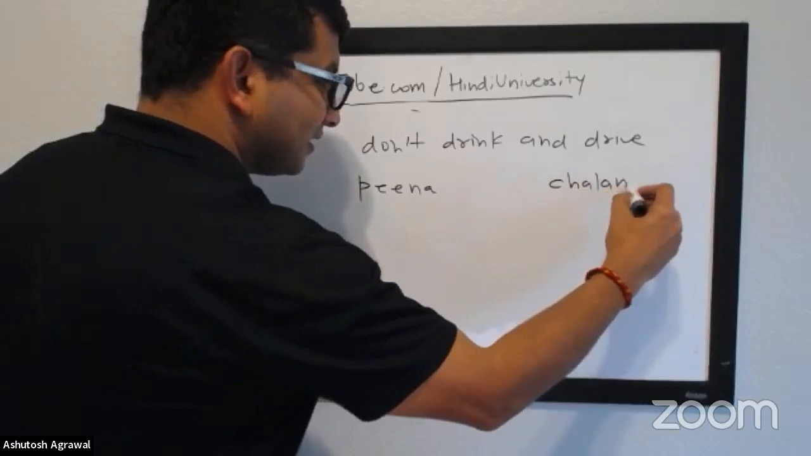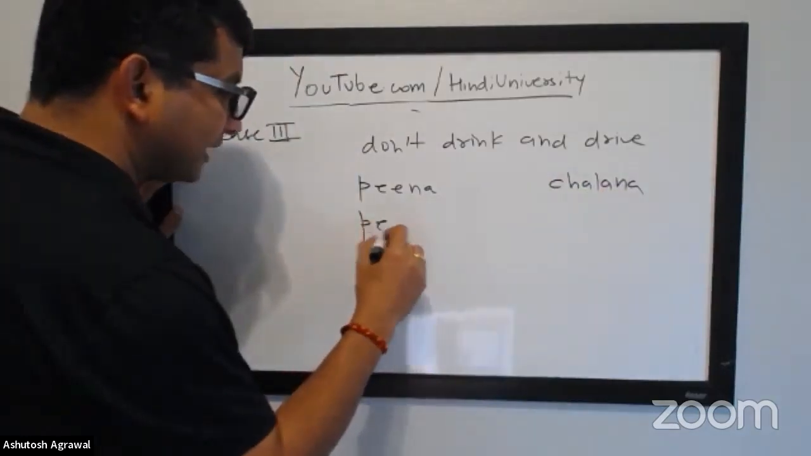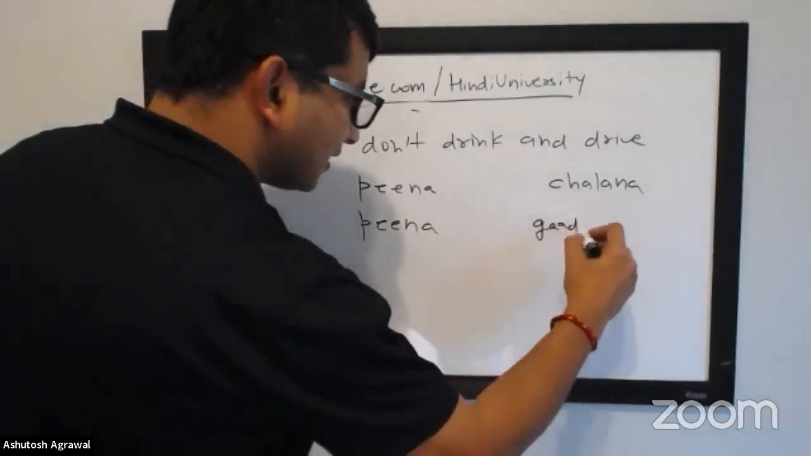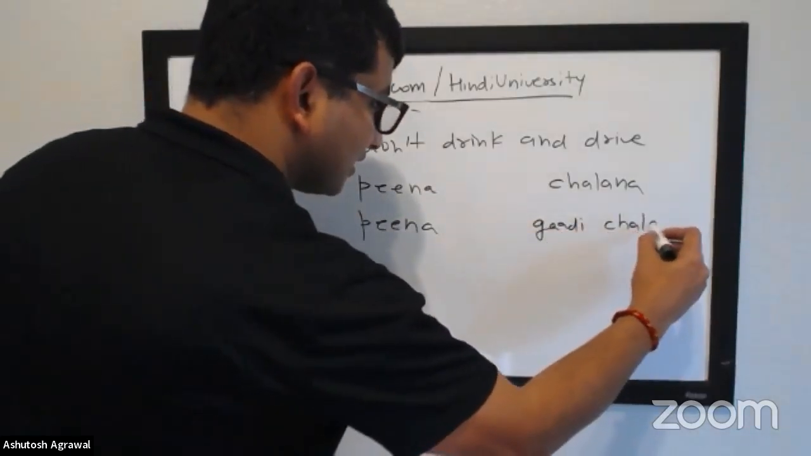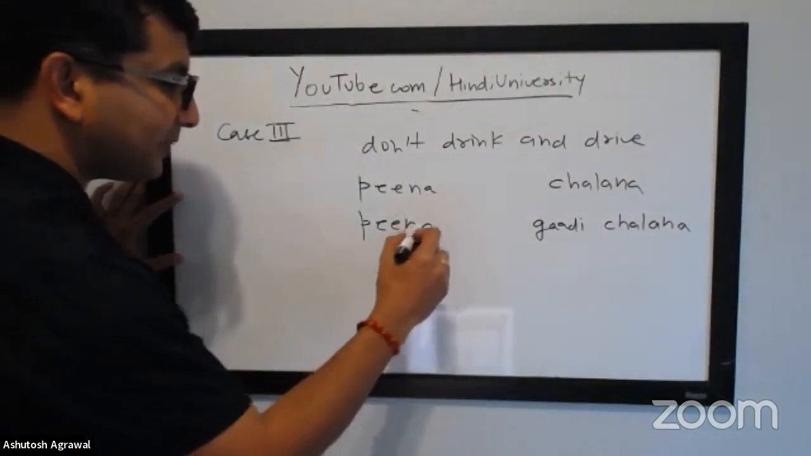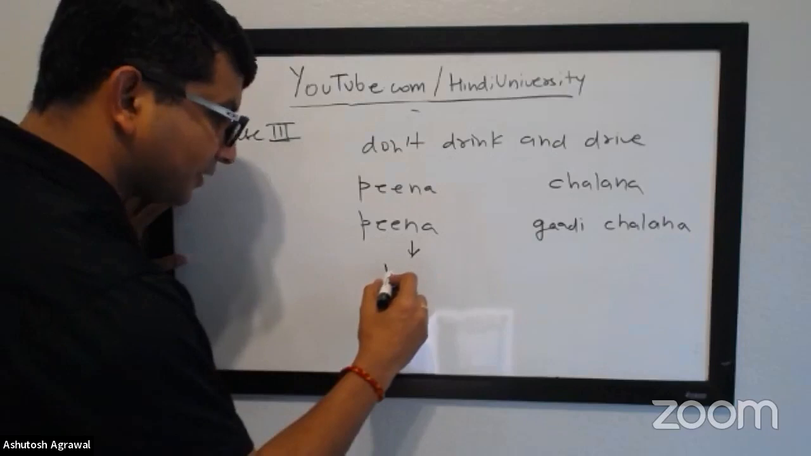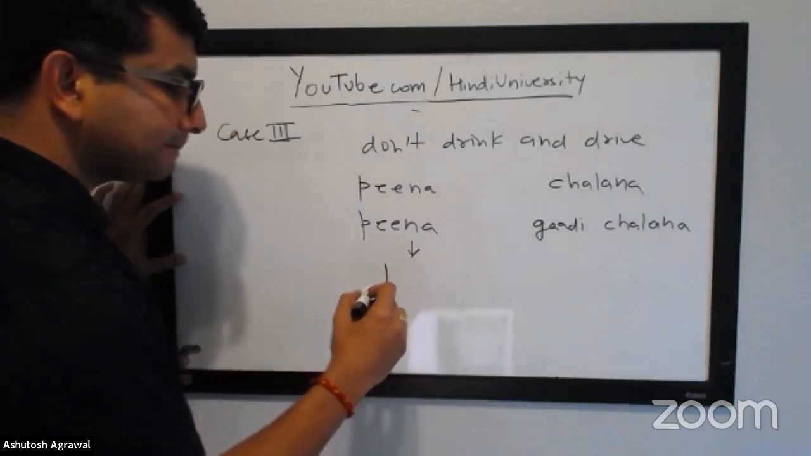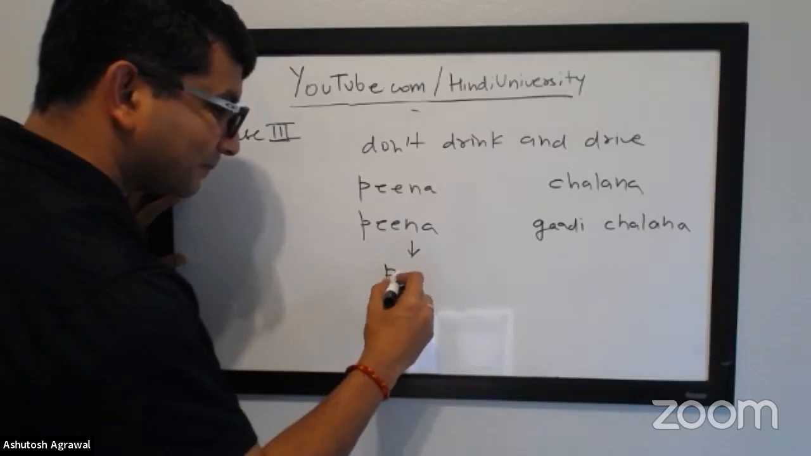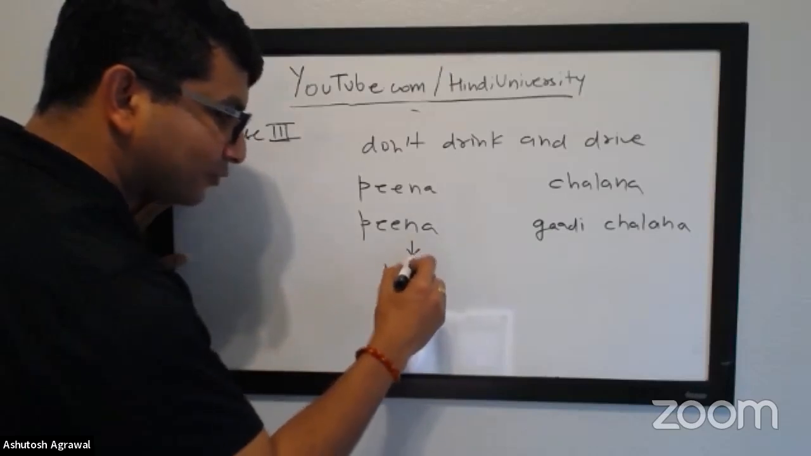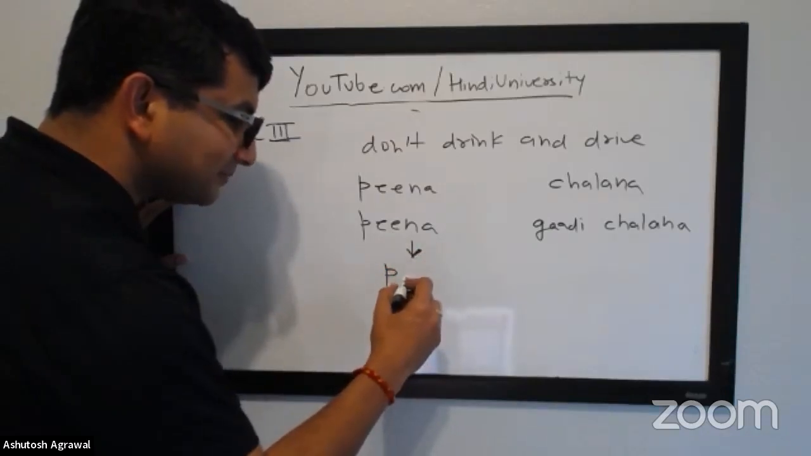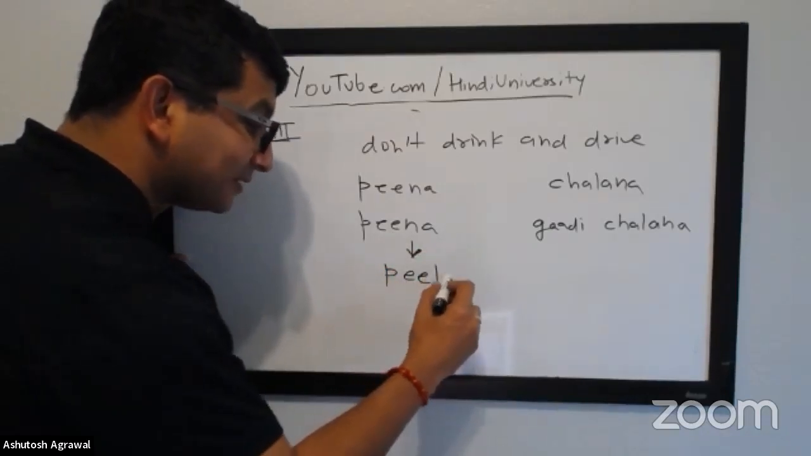Let's explain it more, which is basically pina and gaadi chalana. Okay, so now say it again. Pina, mat pina. Or it'd be like, mat pina gaadi chalao. Okay, so pina, if you use the conjunctive participle, it will become pikar.